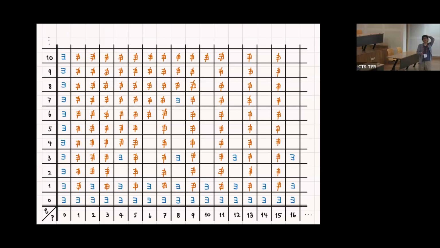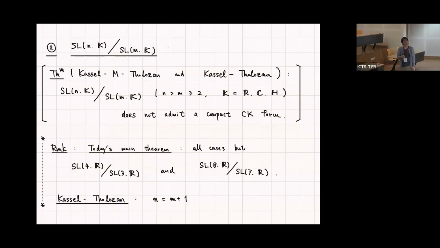Okay, so these are previously known cases, but we have proved new results. And in fact, that list includes all the previous non-existence results, although there are some unsolved cases. Okay, and we were also able to solve the case of SL(n,K) mod SL(m,K) with K equals R or C or H. In this case, there does not exist a compact Clifford-Klein form for any values of n and m. In fact, today's main theorem gives a solution to all cases but these two special cases. The problem is that in these two cases, RP3 and RP7 have trivial tangent bundle, which comes from the quaternions and octonions.